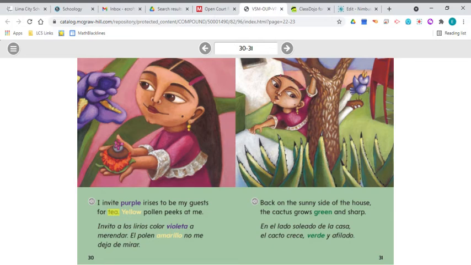Back on the sunny side of the house, the cactus grow green and sharp.